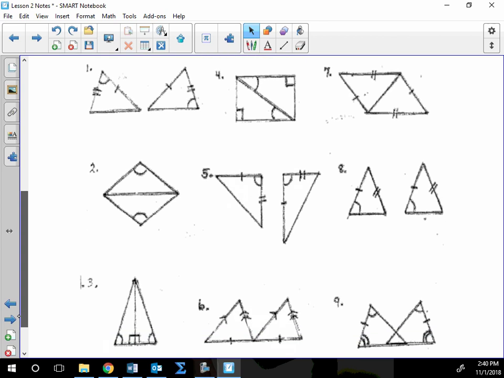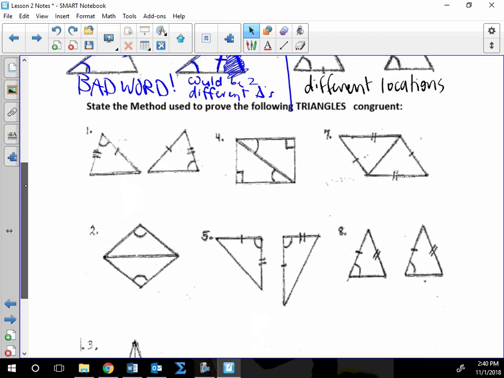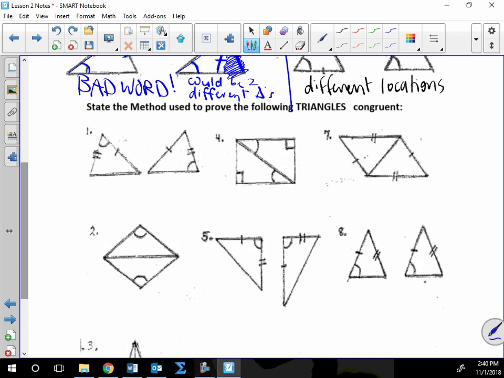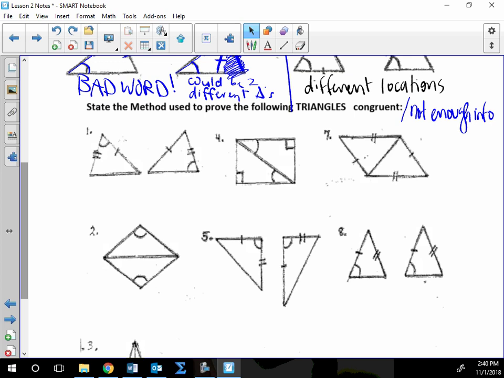I want you guys to try these 9 on your own. State the method used to prove that triangles are congruent. If there's not enough information, then write not enough info. You are welcome to work with your shoulder partner on these 9. I'll give you a couple minutes for those, and we'll go over that.